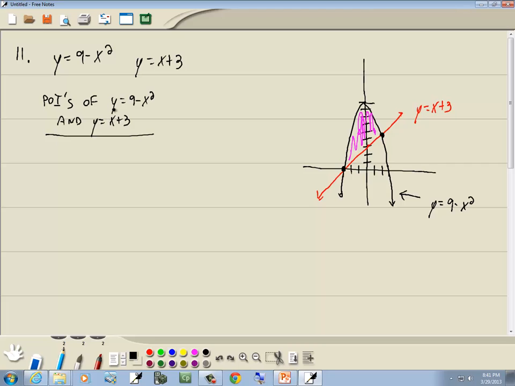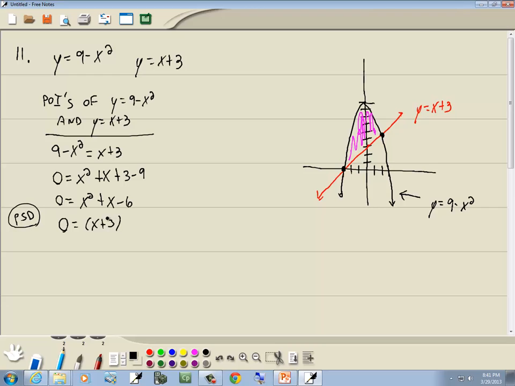Well, again, since these are both solved for y, it makes it really easy. We'll set them equal to each other. So we got 9 minus x squared is equal to x plus 3. Get everything over to one side, so we got x squared plus x plus 3 minus 9, which is x squared plus x minus 6. This factors using a PSD. X plus 3 times x minus 2. Zero factor property, set each factor equal to 0. So set x plus 3 equal to 0 and x minus 2 equal to 0. And it looks like it's going from negative 3 to positive 2.